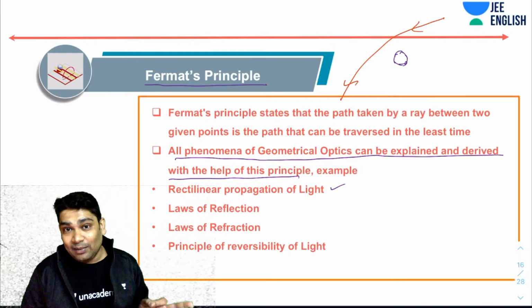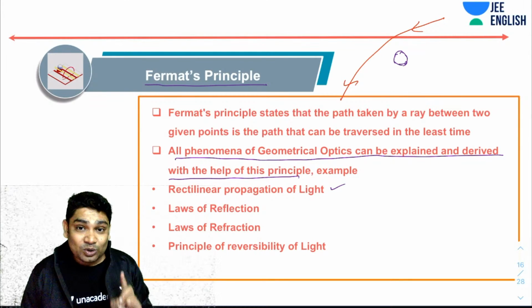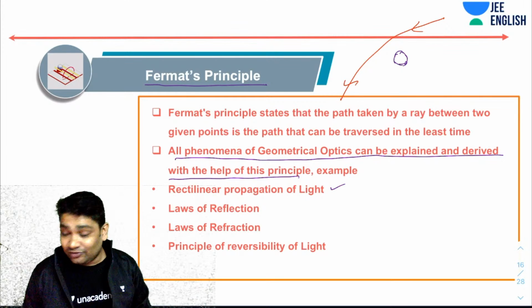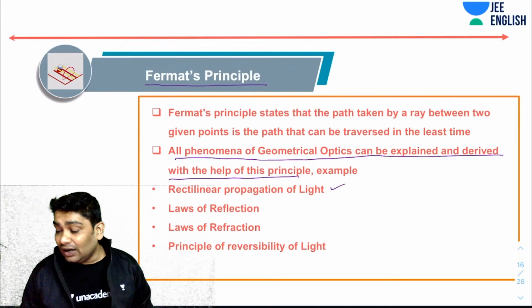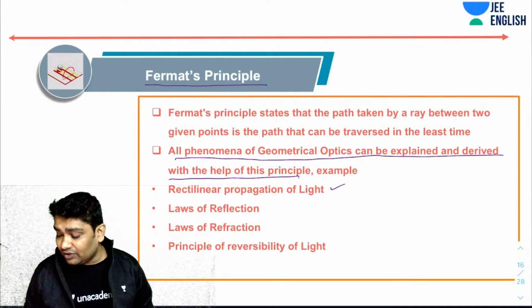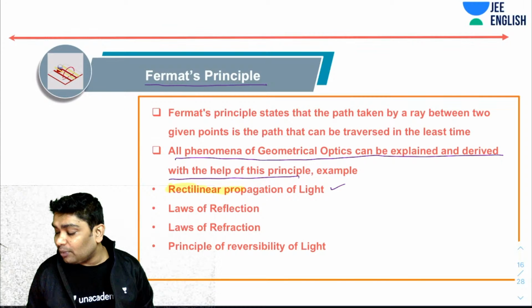So you study about this, that light has this nature of rectilinear propagation, but that is only true under the assumptions of geometrical optics, which I laid before you. Okay, so under the assumptions of geometrical optics, we see that light exhibits rectilinear propagation. Now, this can be explained with the help of Fermat's principle very easily.